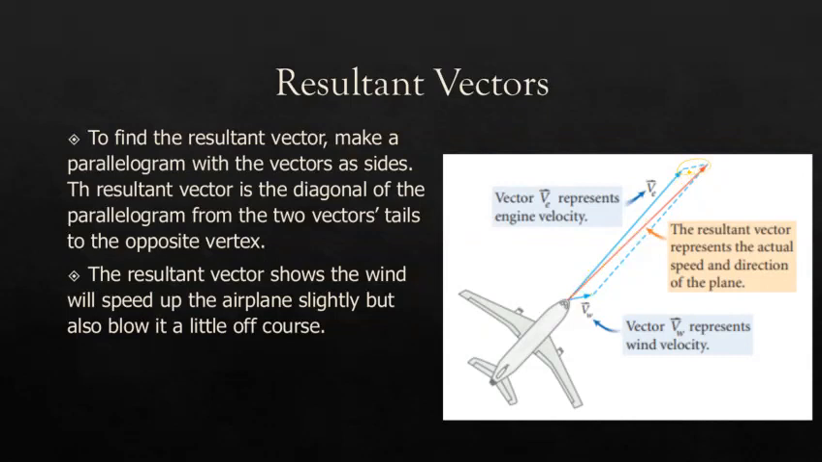The resultant vector represents the actual speed and direction of the plane. So even though the plane is trying to fly in this direction, it's really going to be blown off the direction that it's traveling just a little bit. So if you were the pilot and you felt this wind coming from this direction, you would turn your plane just a little bit off so that you can head in the direction you really want. The resultant vector shows the wind will speed up the airplane slightly, but also blow it off just a little. But you can see that red one is a little bit longer than that blue vector. So with the wind, you're going to be given a little bit of extra speed.